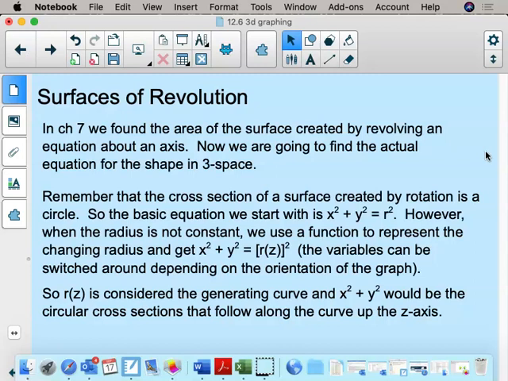Well, we know the cross sections are all circles. Normally when you have an equation of a circle, you have x squared plus y squared equals r squared, where r is a constant. But now when you have a surface of revolution, you have x squared plus y squared equals, and this is your curve. I don't know if you want to write this down now. I'll show you an example and then it'll make more sense.